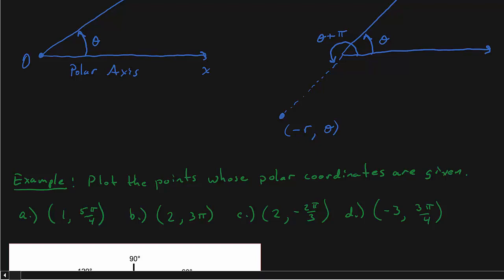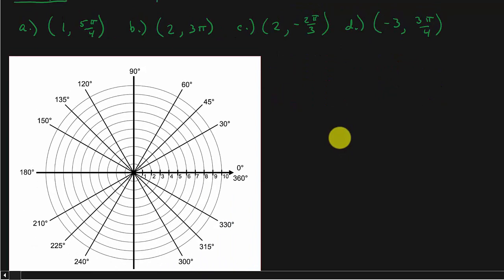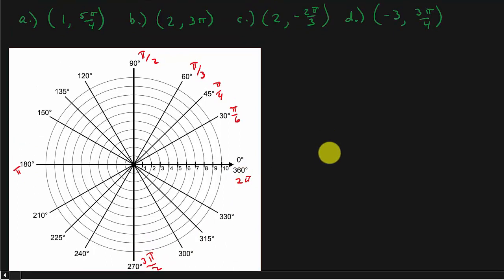All right. So let's come down here, and one of the things that we need to learn how to do is plot points in polar coordinates. So let's look at that. I know all of my angles here are in radians, and this is in degrees. This is the only one I could find to bring in, but this right here is pi over 6, pi over 4, pi over 3, this is pi over 2, pi, and then down here at 270, that's 3 pi over 2, and then this is 2 pi when we're back at 360.